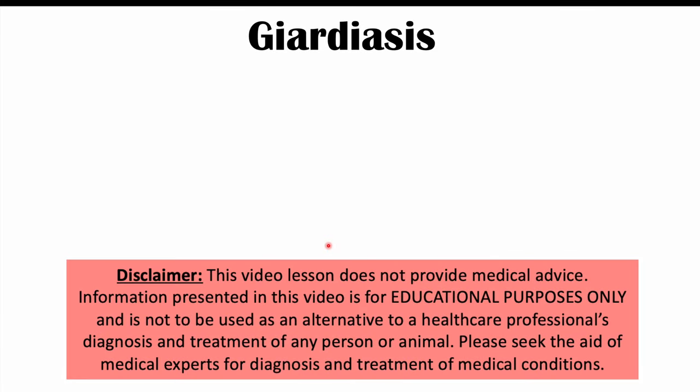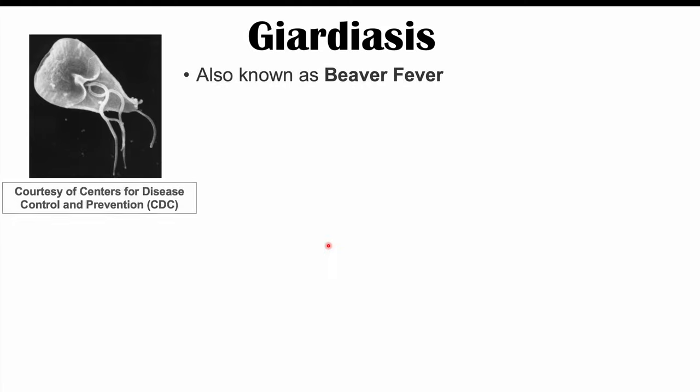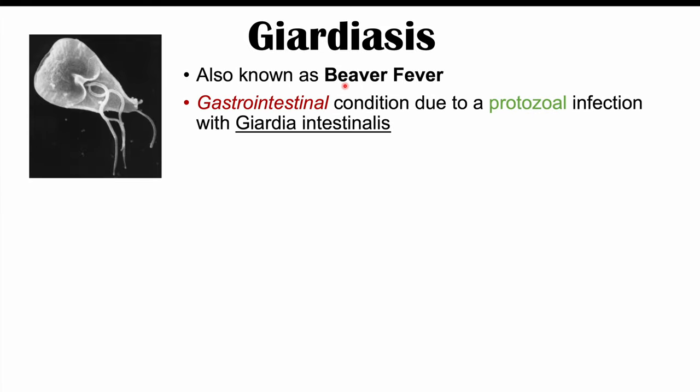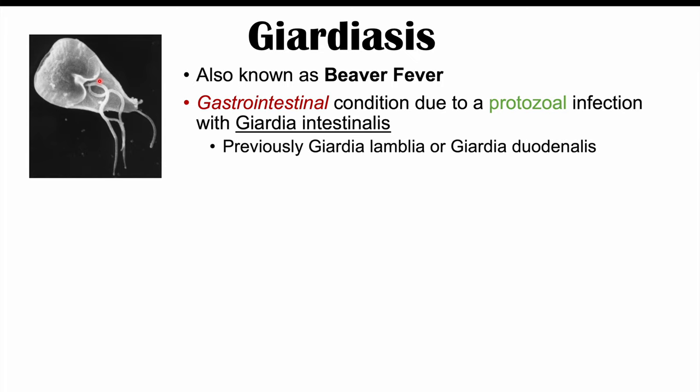Hi everyone, this lesson is on the infectious disease known as Giardiasis. Giardiasis is also known as Beaver Fever. It is a gastrointestinal condition due to infection with a protozoa known as Giardia intestinalis. This is what this protozoa looks like. And Giardia intestinalis was previously known as Giardia lamblia or Giardia duodenalis.